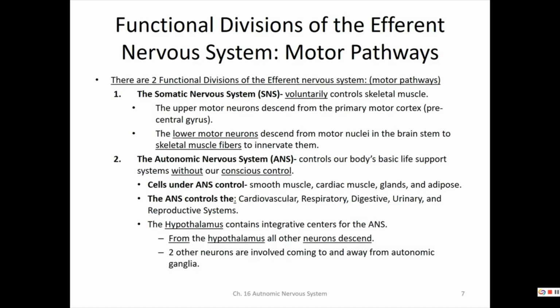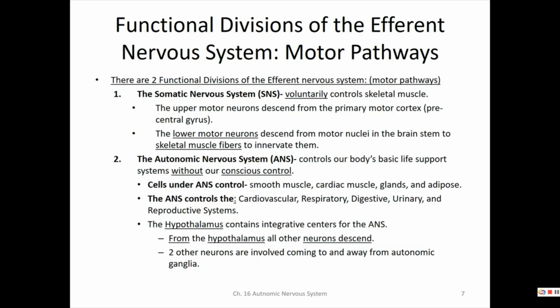And the lower motor neuron is the neuron that goes down either from the brain stem, for example, cranial nerves, or spinal cord, down to control a muscle fiber. So the motor nuclei of the brain to your skeletal muscle fibers come from the midbrain, from the brain stem downwards.